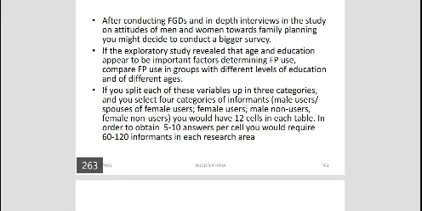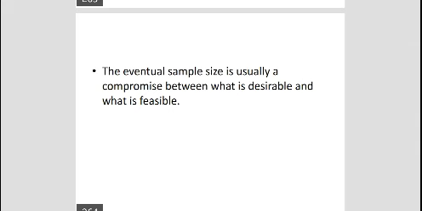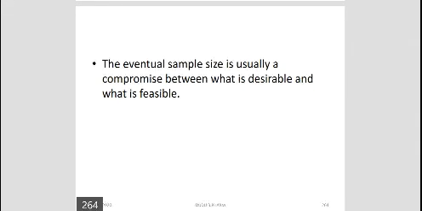In order to obtain 5 to 10 answers per cell, you will require 60 to 120 informants in each research area. I think I'll send you the video so you learn this method. Actually, what I'm trying to explain here is what we mean by cells. Don't worry, although I know that you understand the concept. So eventually, sample size is usually a compromise between what is desirable and what is feasible.